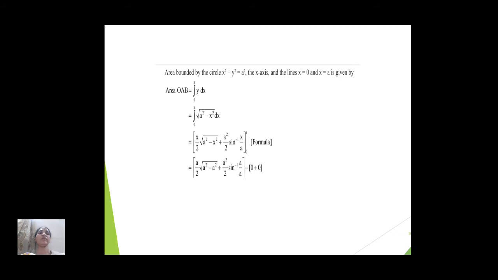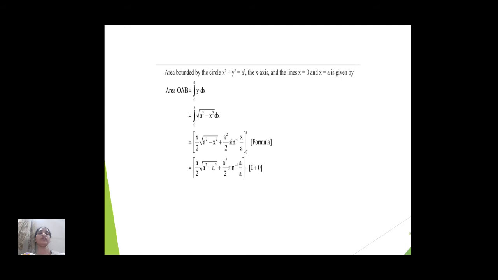area equal to OAB, that equal to integral 0 to a y dx, that equal to integral 0 to a. From the circle equation we get y square equal to a square minus x square, y equal to square root of a square minus x square dx, that equal to x by 2 square root of a square minus x square plus a square by 2. This is the standard formula of integral square root of a square minus x square.